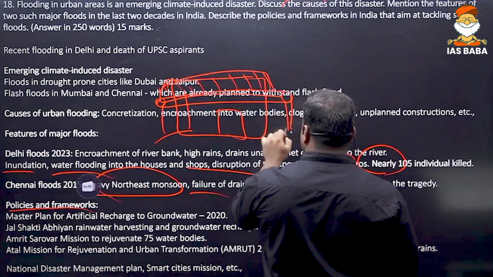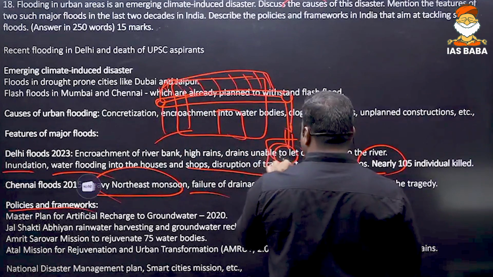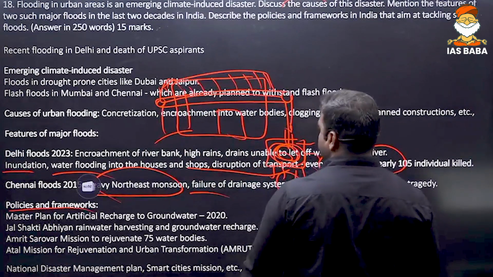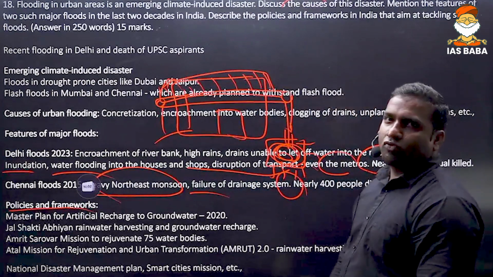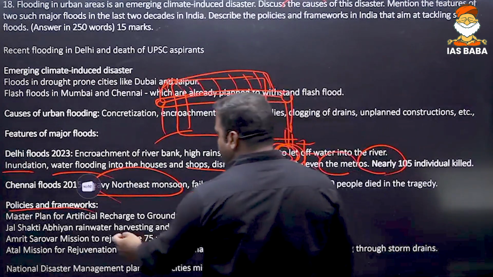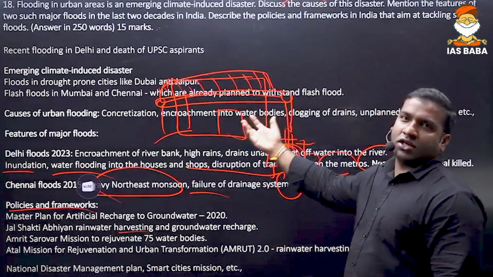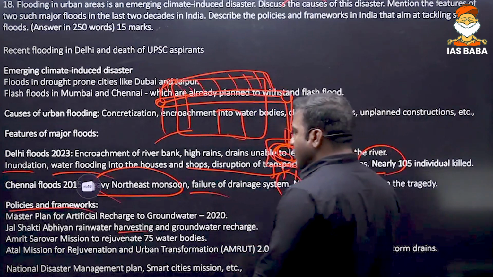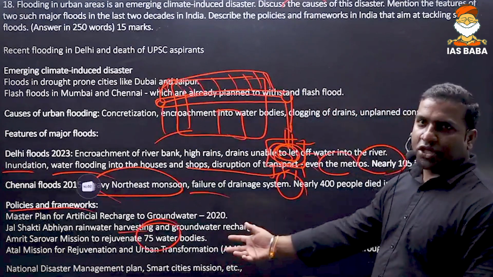Yes, and dig an underground tank here, and let this seep into the ground. Yes, like this. Then Jal Shakti Abhiyan, rainwater harvesting and groundwater recharge. Yes, the scheme for this, and this comes with encouraging to build housing plans with rainwater harvesting. Amrit Sarovar mission to rejuvenate 75 water bodies. Yes, many states are doing that.